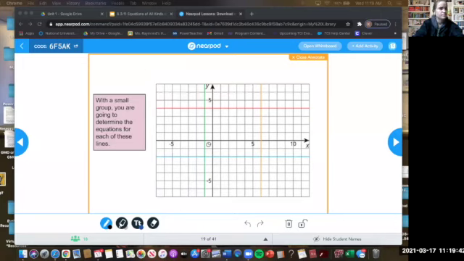First of all, let's remember our equations. So our equations, so Aitza, will you come off mute and tell me our equation for a vertical line and a horizontal line? Okay, or Kenya, what's our equation for a vertical line?